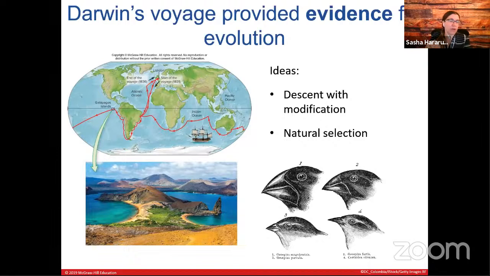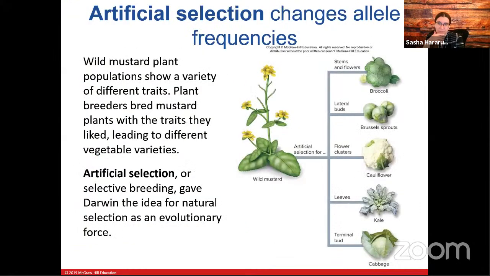Then, after thinking about it for a while, Darwin proposed the idea of descent with modification and natural selection. Basically, that idea can be summarized as: best suited individuals would survive and reproduce. Being a breeder himself, Darwin was very familiar with the idea of artificial selection.